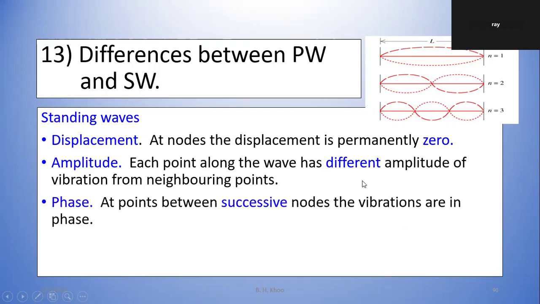Then phase. At points between successive nodes, the vibrations are in phase. There is a successive node, these two. All the points here are vibrating upwards in phase. And all these points here are vibrating upwards in phase. One is vibrating downwards, one is vibrating upwards. Whereas if you look at a point to the left and a point to the right, they are 180 degrees out of phase.